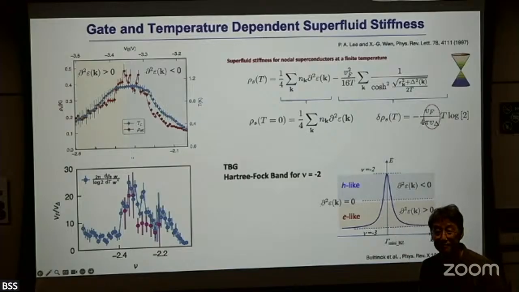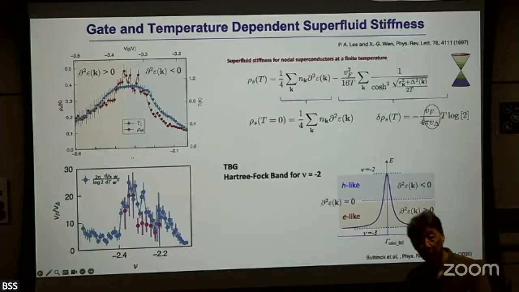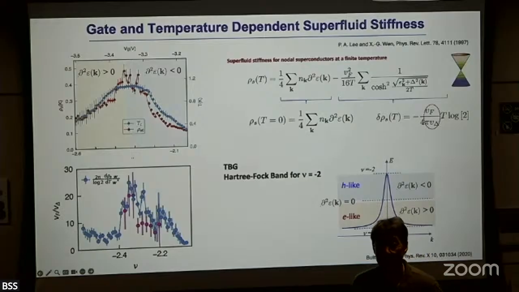For the conventional case, it's the right formula: E_F over 4 pi, K square over 10, if I have the parabolic band. Yes, right.